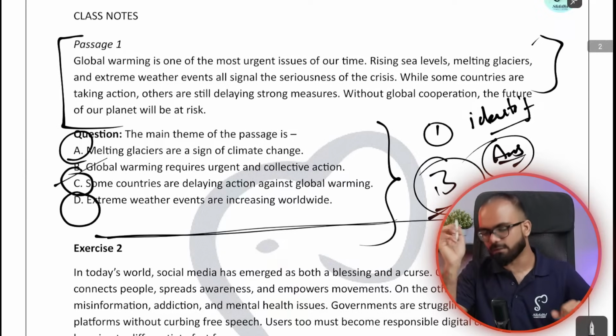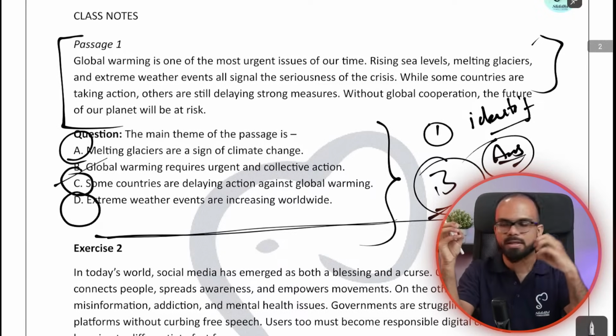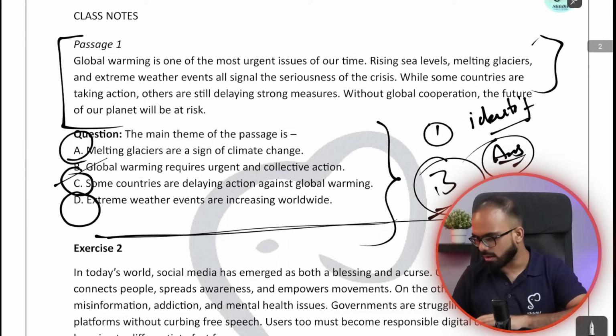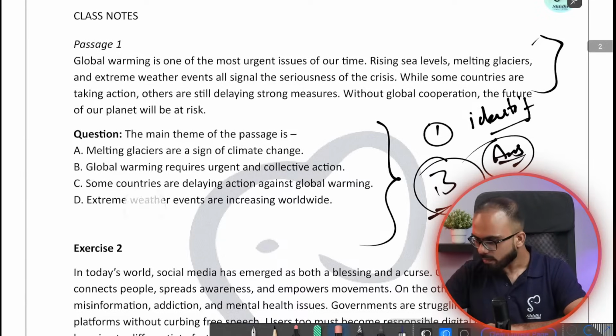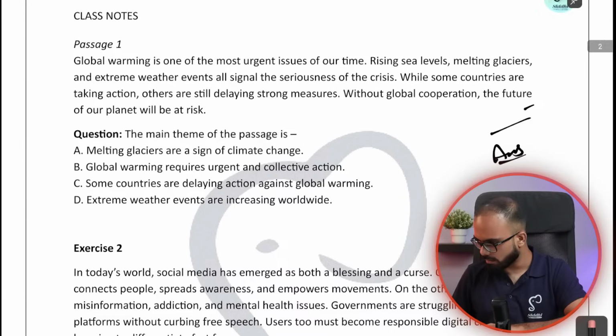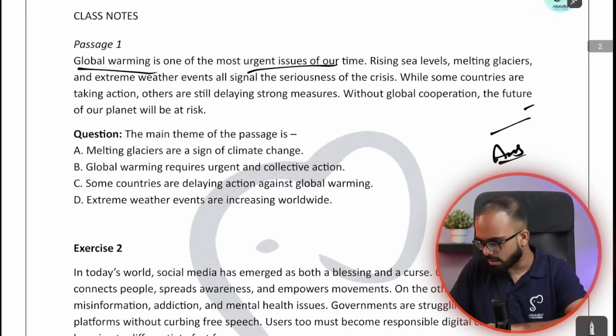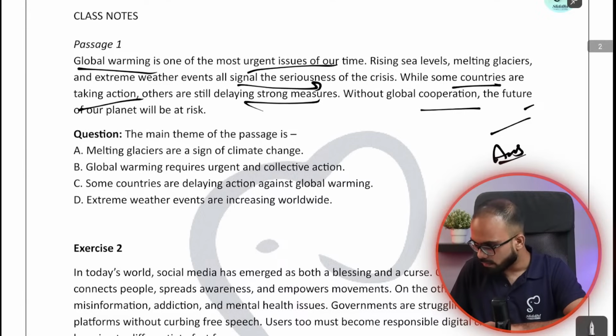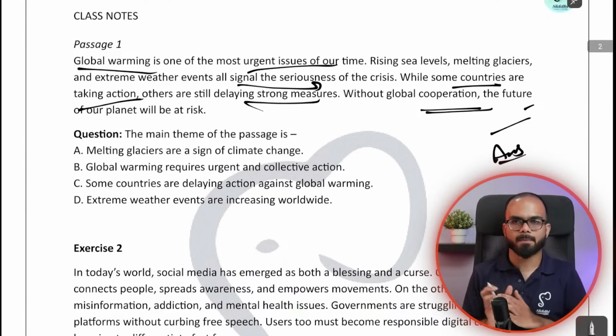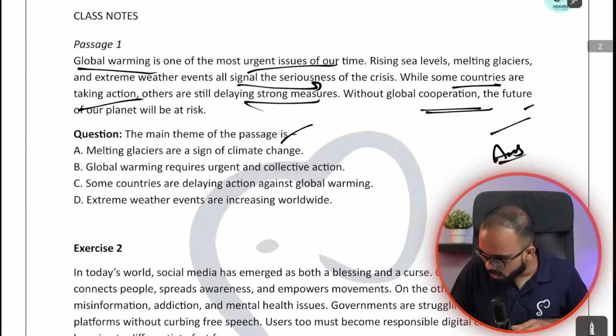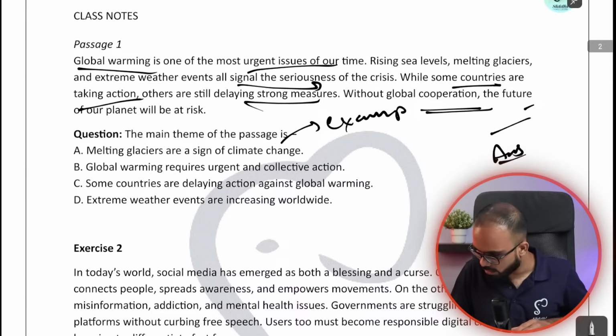So please tell me, why is A wrong? Let us go one by one. Why is answer choice A wrong? Let me read it. Global warming is a very urgent issue of the time. There are certain issues signaling the crisis seriousness. Some countries are taking action, others are delaying. Cooperation is needed. Okay. Yes, option A is an example. Very good. So it is wrong.